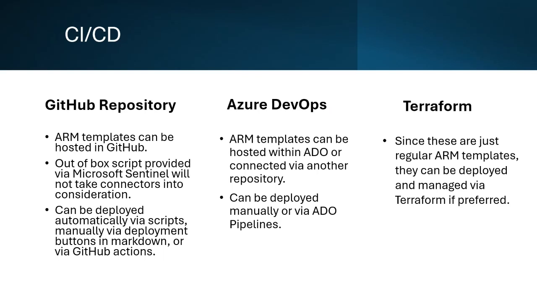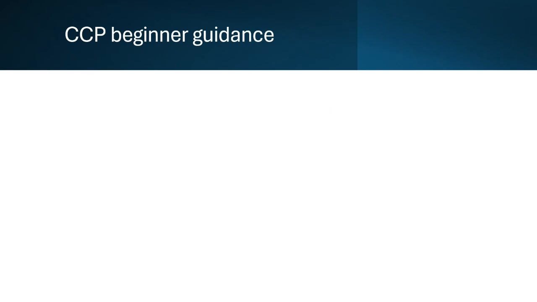The same applies to Azure DevOps. You can host the templates within ADO or within another external repository and deploy them through pipelines in ADO. Any script that's provided out of box in ADO for repositories with Microsoft Sentinel, again, those scripts will not work on Codeless connectors. Lastly, Terraform: since Terraform supports ARM templates and deployments, you can make and manage your Codeless connectors through Terraform in this case, if that is what you prefer or what you're more experienced in.